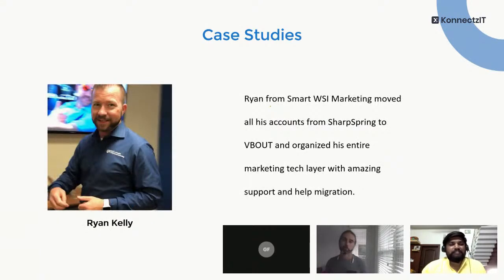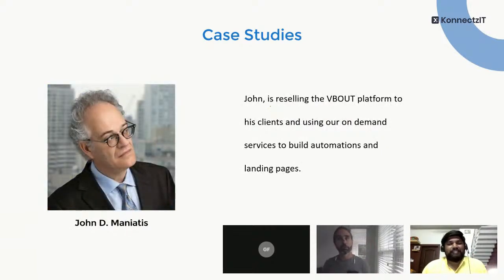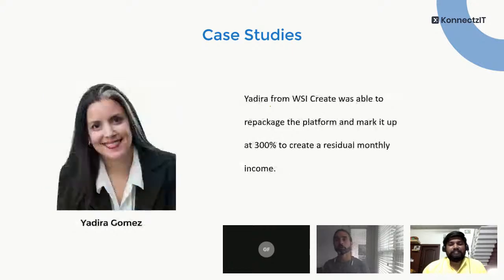Ryan was able to move to Vbout from other platforms, which helped him save a lot of money and organize his marketing stack in Vbout instead of having things fragmented all over the place. John has been able to leverage our managed services to ask us to do things like, hey guys, I have a client, we need an automation built. I don't know how to build it. Can you do it for me? So we have an on-demand service for a fee, of course, where you can leverage our team to help you get things done, build the landing page, automation, and so on.